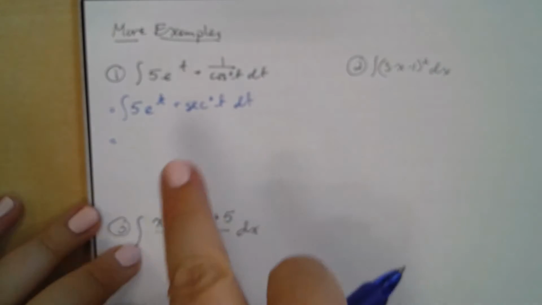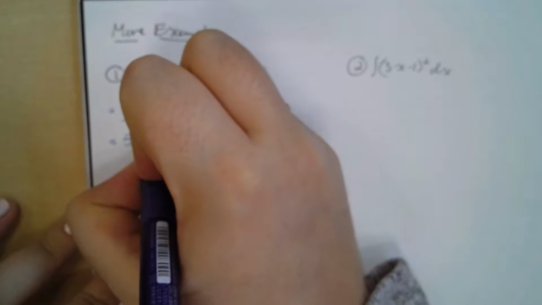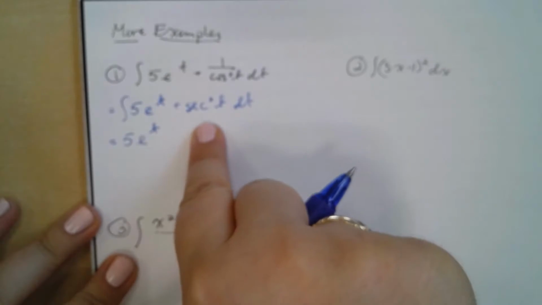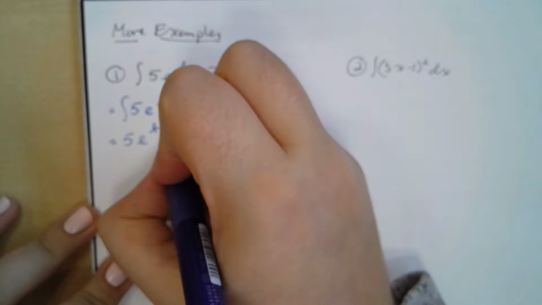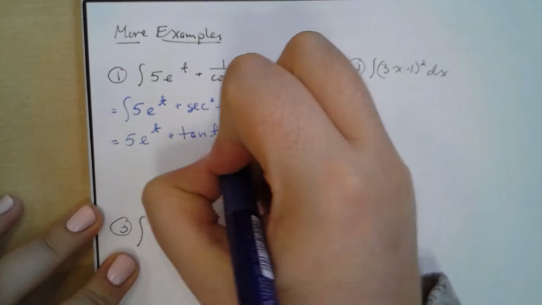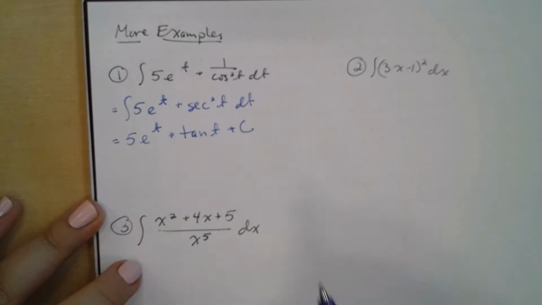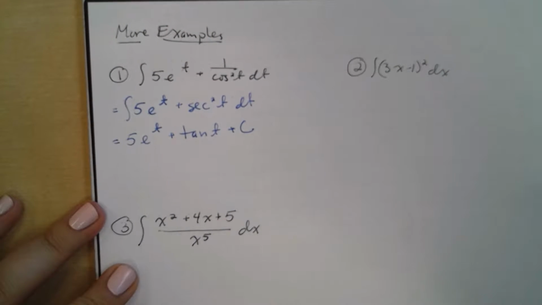Well, now I know my integral of 5e to the t is just going to be 5e to the t. And my integral of secant squared, we already know that, we have that memorized, is tangent t. And this is all plus c. You do not need to have plus c in both spots. You can just have 1 plus c, and that takes care of it.